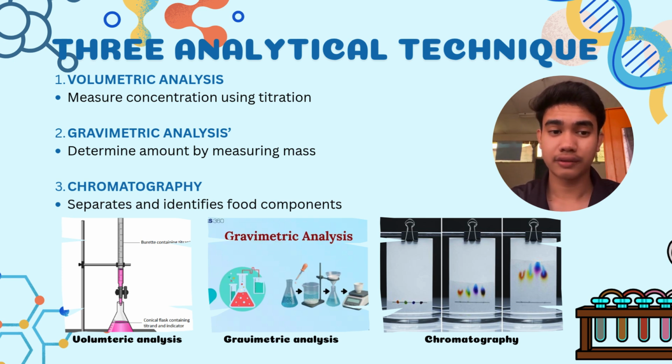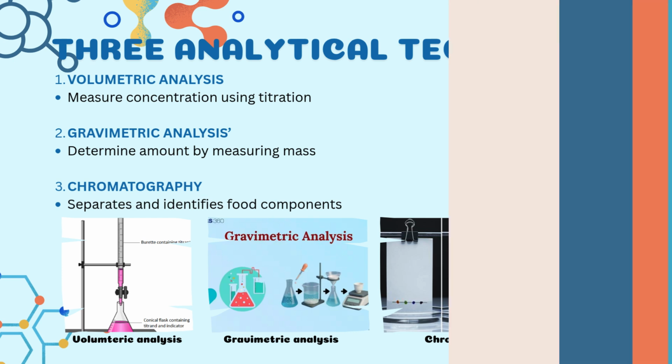Finally, chromatography separates different compounds in a food sample. It is widely used to identify food coloring, preservatives, pesticides, and other chemical components. Together, these techniques help scientists to verify whether food is truly what it claims to be.